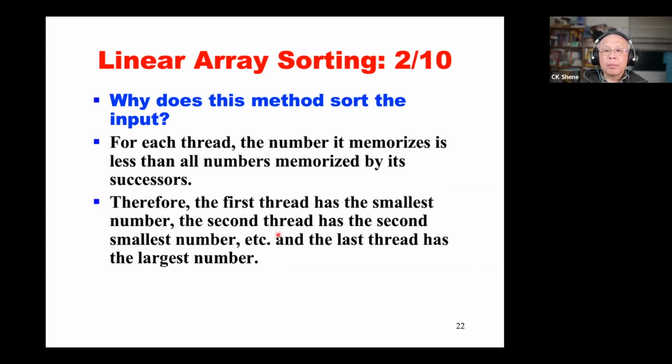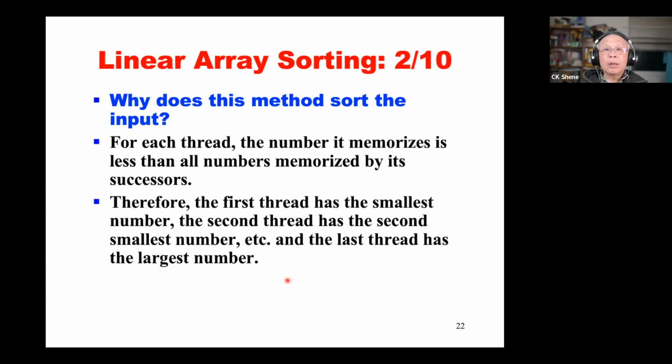Why does this method sort the input? It's simple. Remember, the first step that each thread must execute is, I only keep the smallest number passing through me. Therefore, the first step would only keep the smallest number.